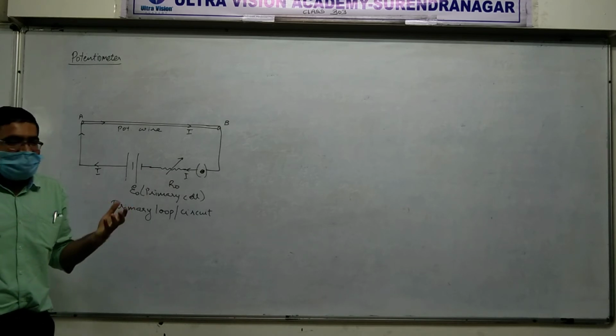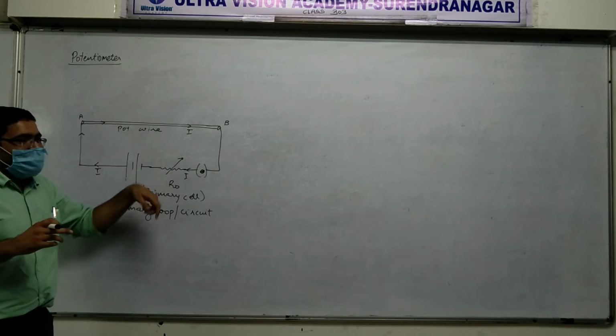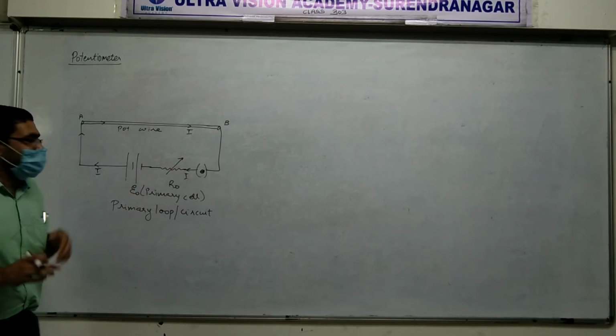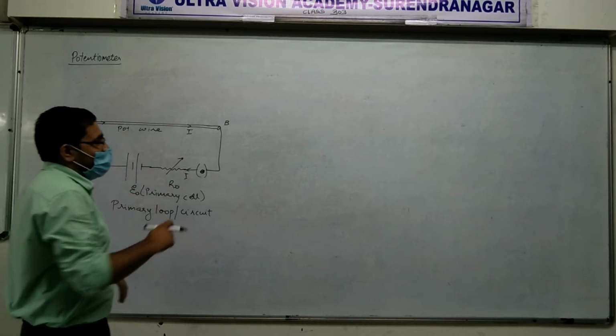Understand, variable means what? When you will change. But so you can't take it. Okay. Now how does this work?